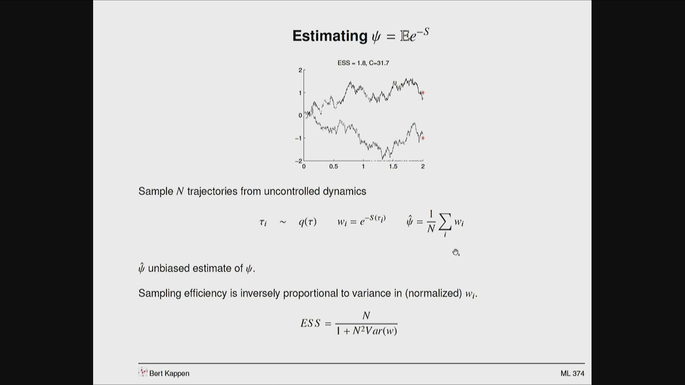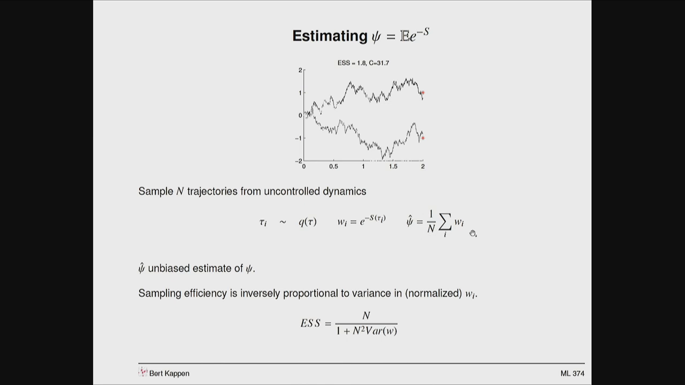Which is our estimate of the path integral. So we had psi, the integral over all trajectories of q of tau, e to the minus S of tau. What we're now computing here is a sample estimate of that, where we sample trajectories. We replace this by saying it is roughly 1 over N times the sum over the trajectories we sample, of e to the minus S of tau_i. This is the trajectory, and these are just the weights that we add up here. So that's this term. Now we can talk about the sample efficiency.